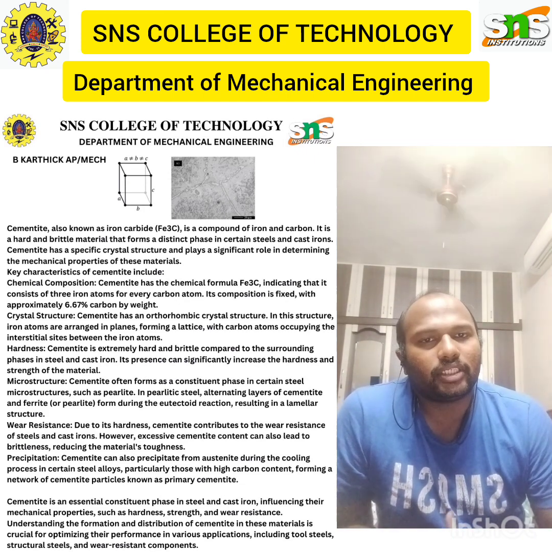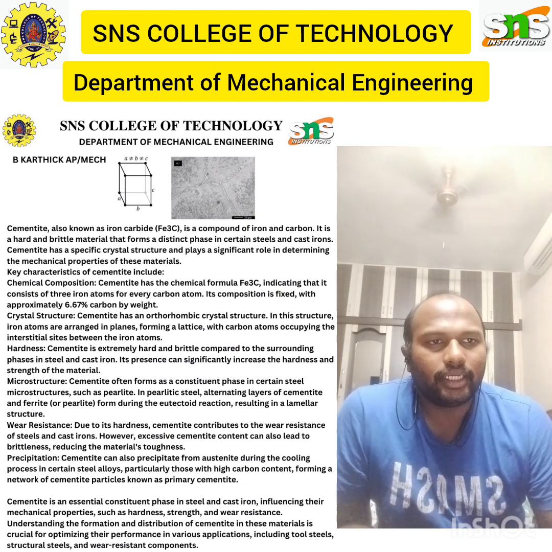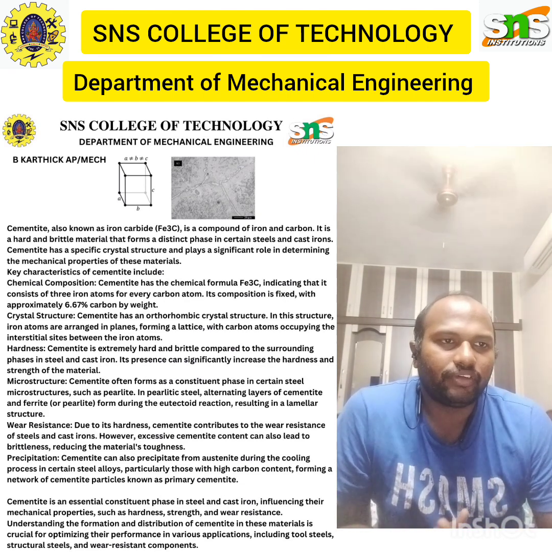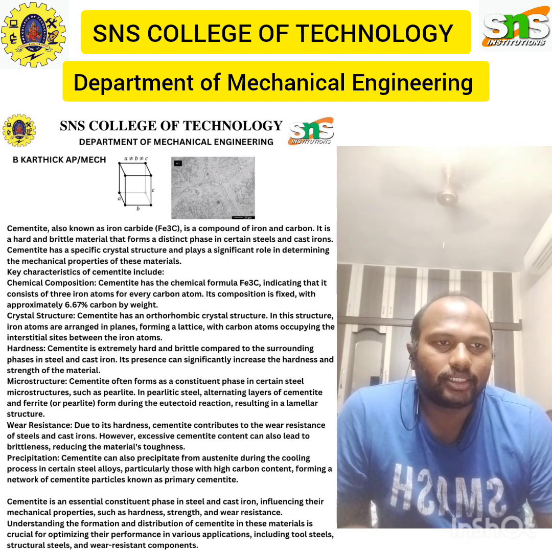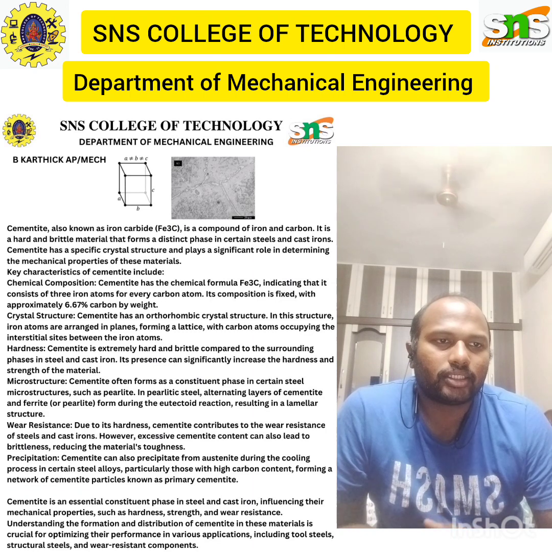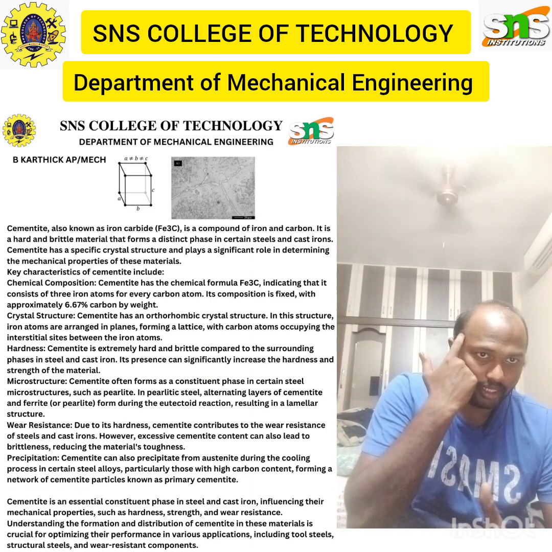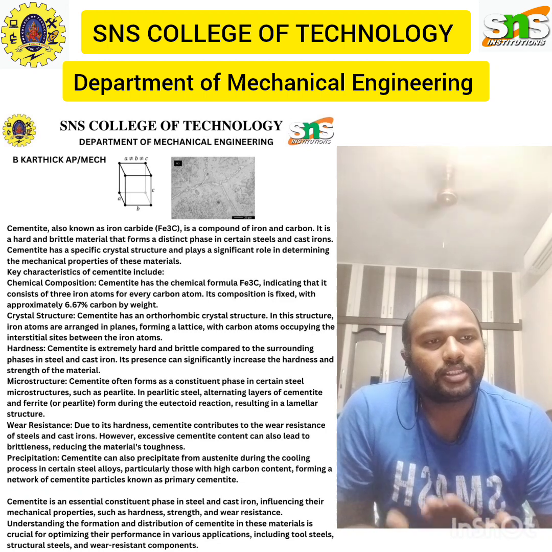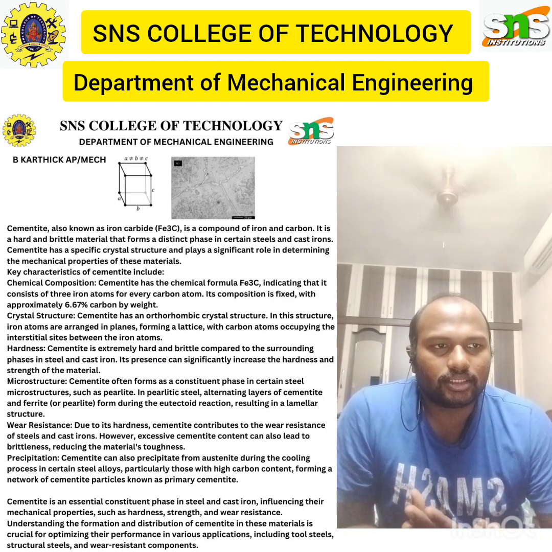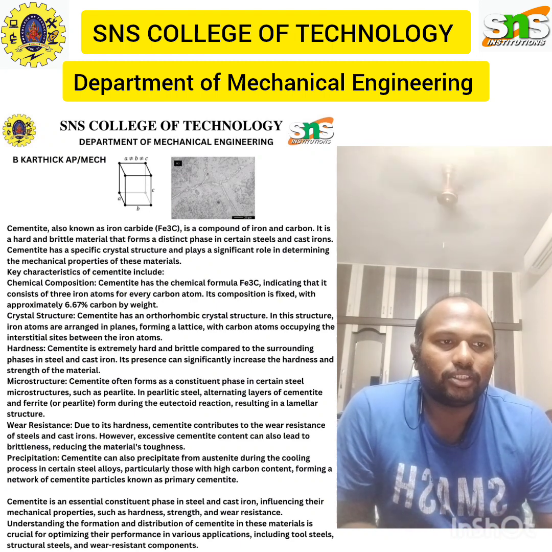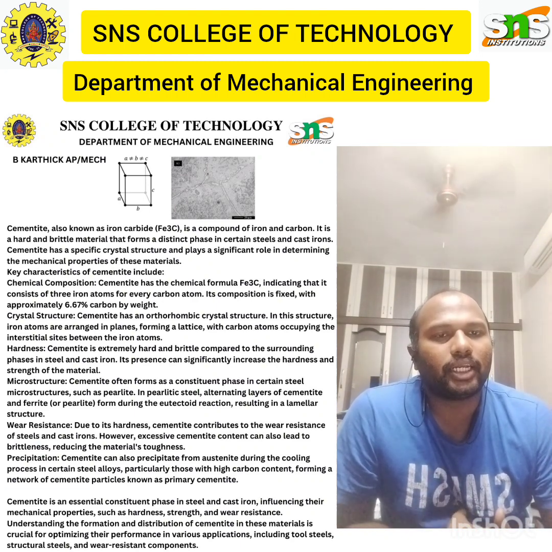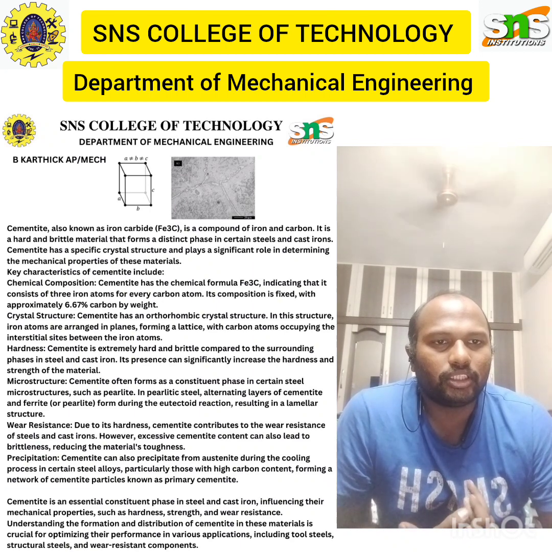When we take microstructure into consideration, cementite often forms a constituent phase in certain steel microstructures such as pearlite. In pearlitic steel, alternate layers of cementite and ferrite, combined, form pearlite during the eutectoid reaction, resulting in lamellar structures. Taking wear resistance, due to this hardness, cementite contributes to the wear resistance of steel and cast iron. However, excessive cementite content can also lead to brittleness, reducing the material toughness.